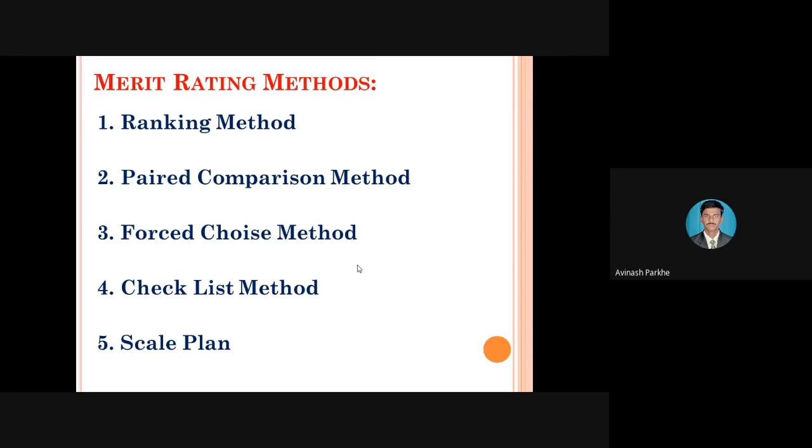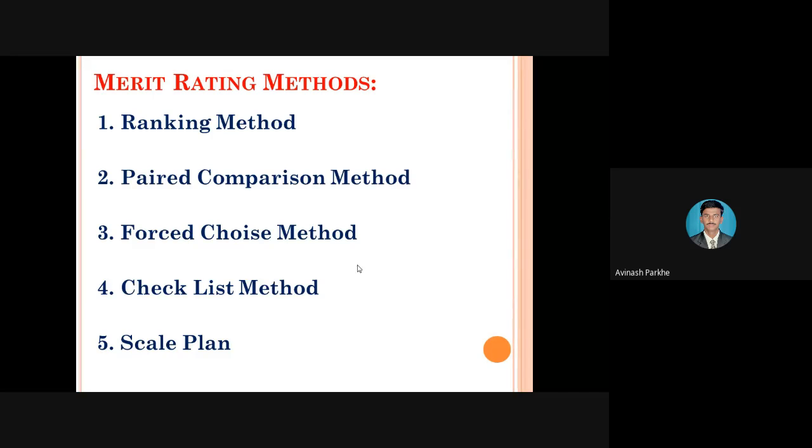And now we'll discuss the last point of this chapter, that is merit rating methods. In job evaluation, we discussed the 4 methods where only the evaluation of the job takes place. Through those 4 methods, the evaluation of performance will not take place. But when we have to evaluate the persons, which methods are we using in industry? Those methods we are going to discuss now.